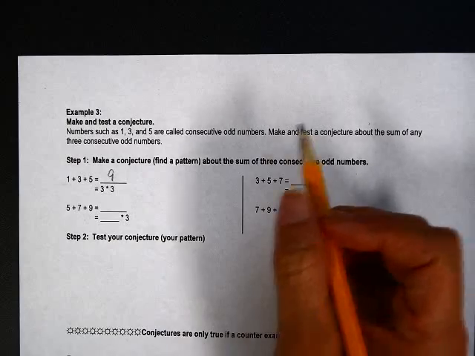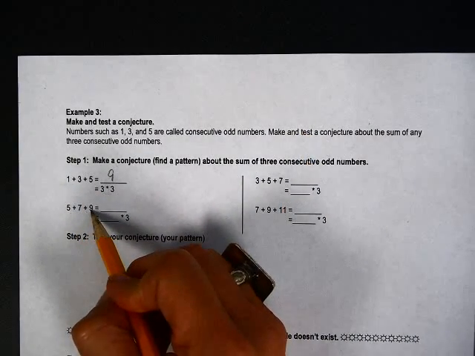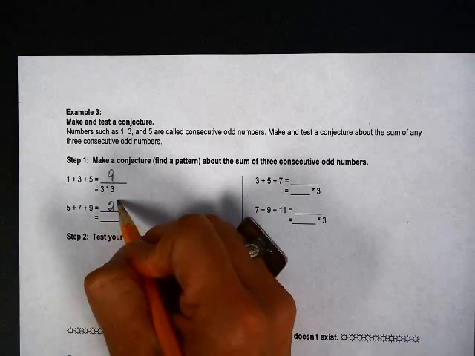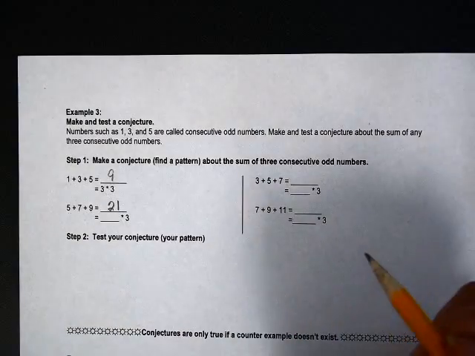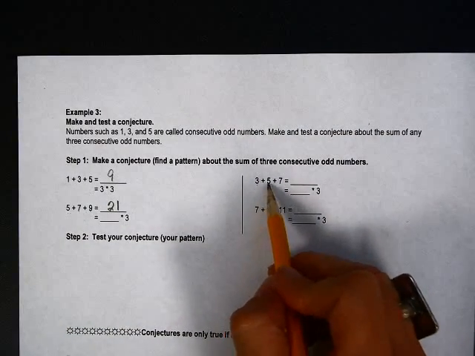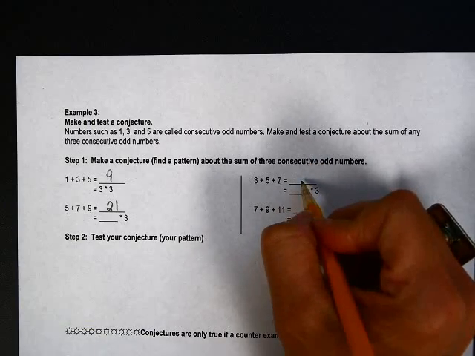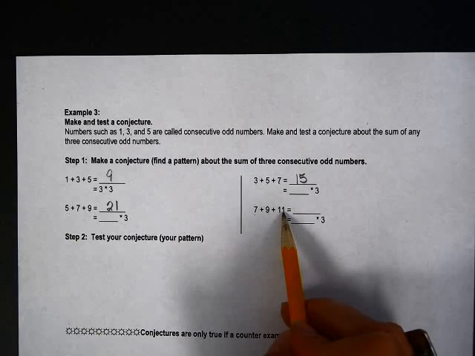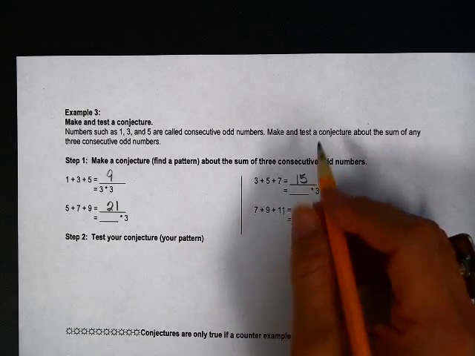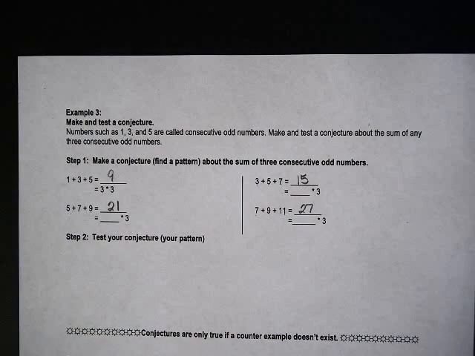Now, 5 plus 7 plus 9, I get 21. See, these are the next 3. I start with 5, go 7, and 9. If I use 3, 5, and 7, those are my consecutive ones, I get 15. 7, 9, and 11 are consecutive odd. Add those up, I get 27. Okay, this is where we start looking for the pattern.